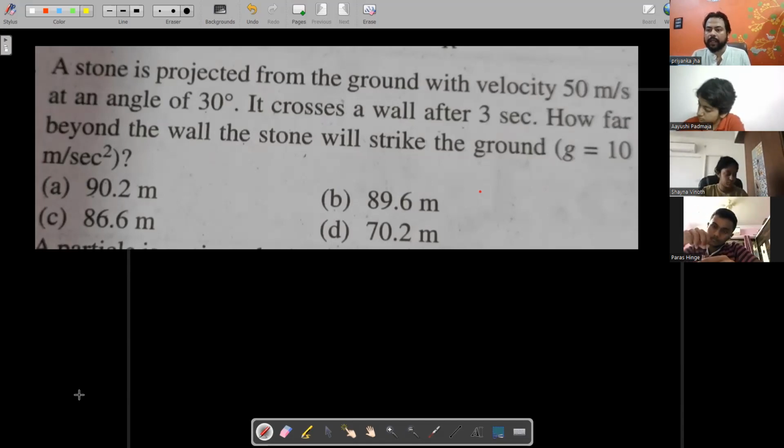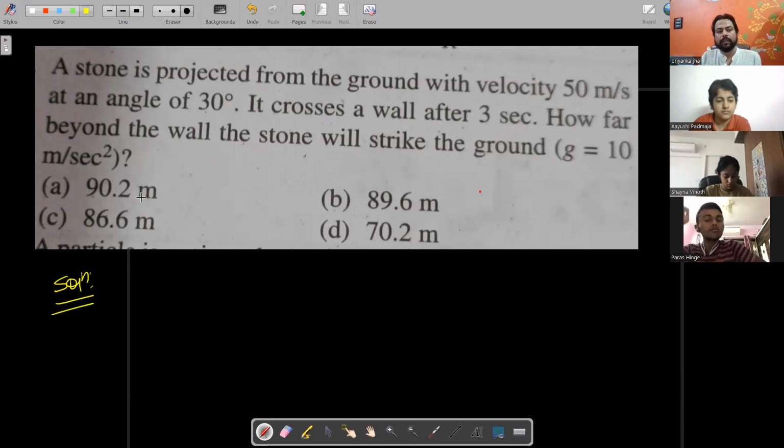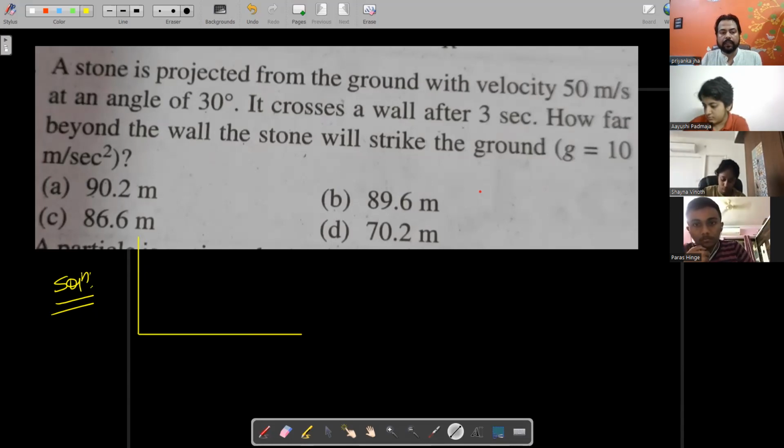I guess you guys are not getting it, right? See, I am solving it. The question says a stone is projected from the ground with a velocity 50 meters per second at an angle 30 degrees. Okay, fine. I'll draw a rough diagram. This is X and this is Y. This stone is projected at 50 meters per second at an angle 30 degrees with the horizontal. See, it crosses a wall after 3 seconds.